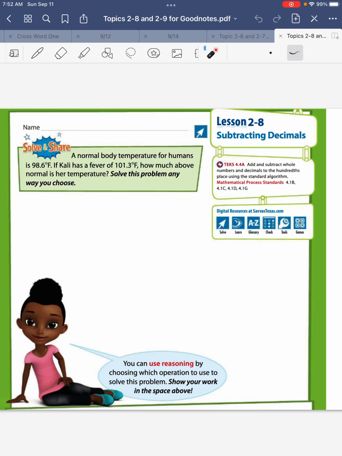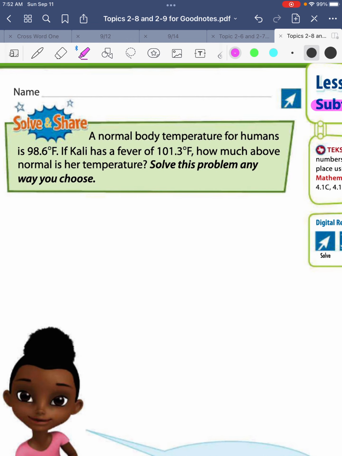Hi boys and girls, so we're doing lesson 2-8, subtracting decimals. Okay, so we added, so now we're going to subtract.